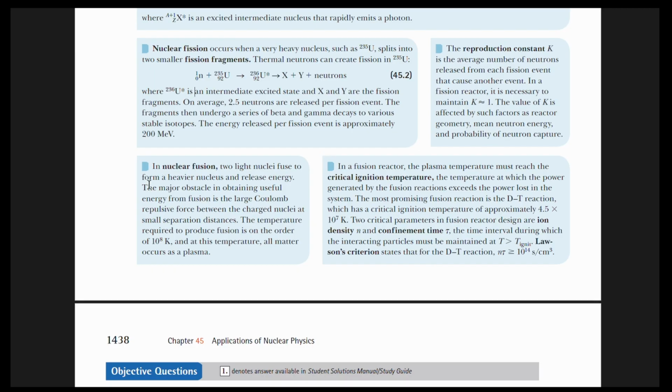In nuclear fusion, 2 light nuclei fuse to form a heavier nucleus, and the energy released. The major obstacle in obtaining useful energy from the fission is the large Coulomb repulsive force between the charged nuclei at small separation distances. The temperature required to produce fission is on the order of 10 to the 8 Kelvin. I kind of remember that. I remember 4 times 10 to the 8 Kelvin, or 1 times 10 to the 4 Kelvin. I can't remember. And at this temperature, all matter occurs as a plasma. What a crazy sentence. In a fusion reactor, the plasma temperature must reach the critical ignition temperature. Yeah, I remember this. The T ignition has to be less than T.